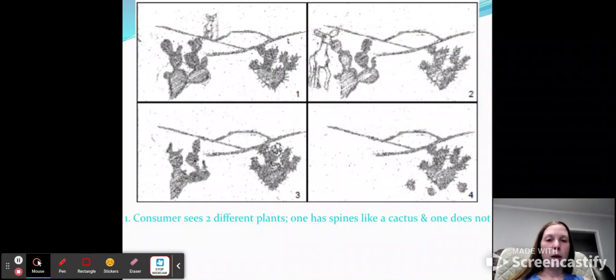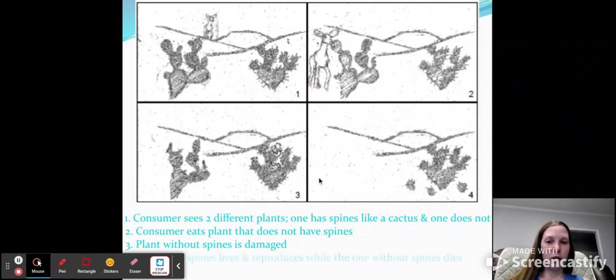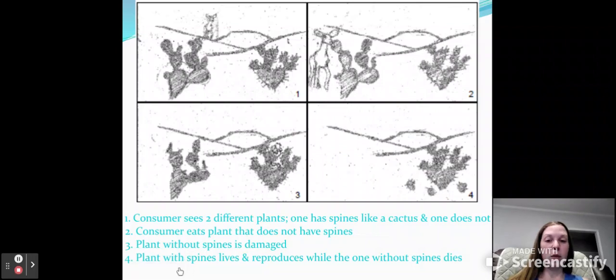Here we've got a deer, as you can tell, and we've got a smooth cactus versus a pointy cactus. The consumer will see two different plants. One has spines like a cactus and one does not. Obviously the consumer is going to eat the plant without the spines. So the spine itself is the survivalist characteristic, because the one without spines is damaged and the one with spines lives and reproduces.